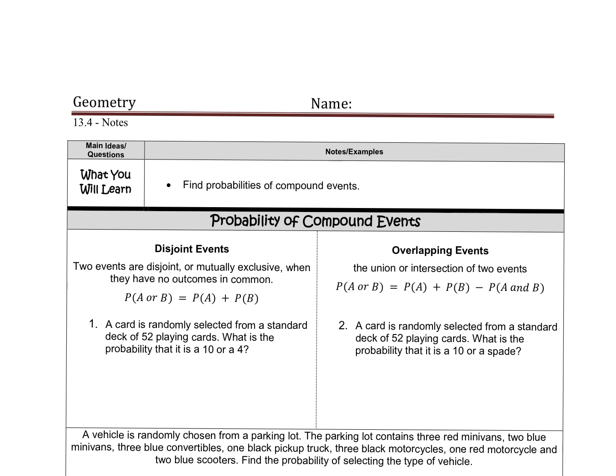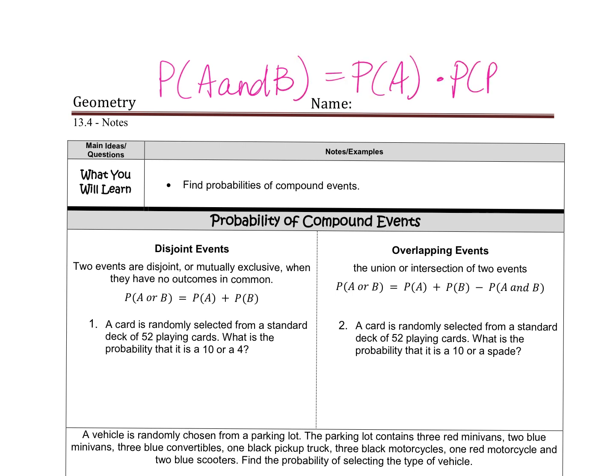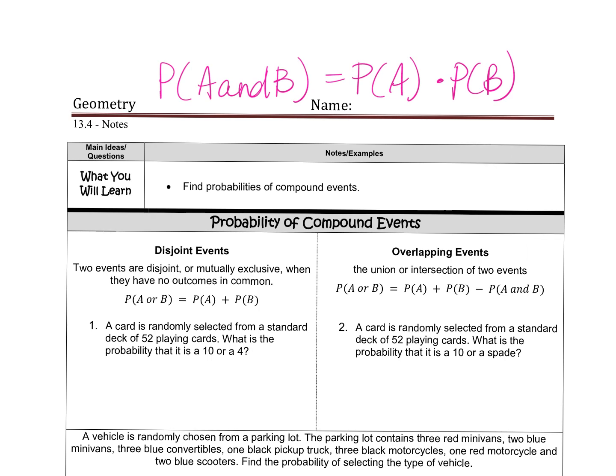So, going back to the last class, we said the probability of A and B was the probability of A times the probability of B. So when we are doing "and," we would multiply the two probabilities together, and that would give us what we needed. Today we're going to talk about finding the probability of disjoint and overlapping events.